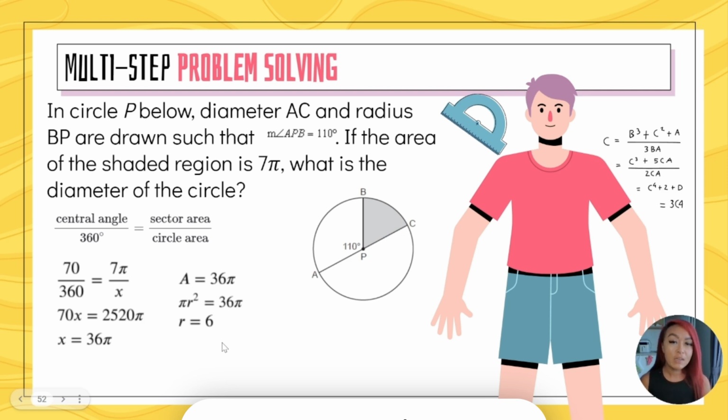So that's the radius. And some students might stop here and say, okay, I'm done, I have my answer. But 6 is the radius. They want the diameter. So what do we know about the diameter? The diameter is 2 times r. So that means the diameter has to be 2 times 6, which is 12.